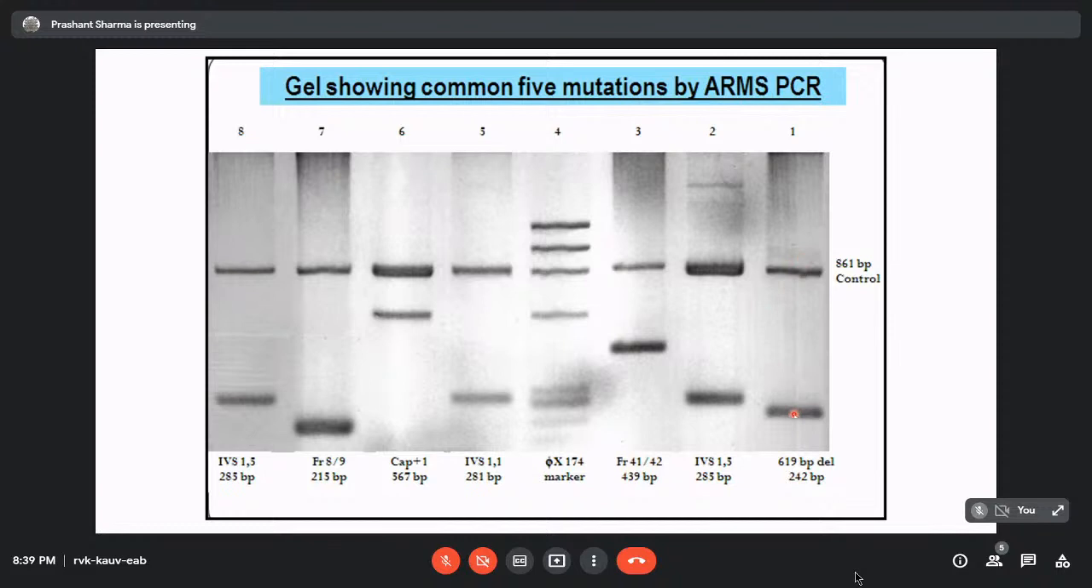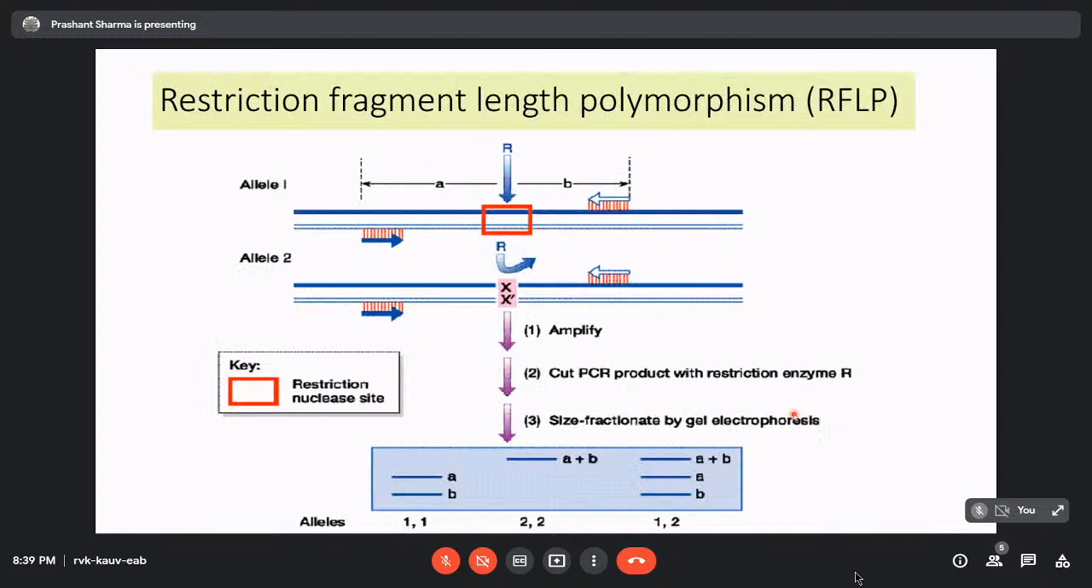I hope that's clear. And then we're really drawing towards the end now. This is an example of an RFLP, the restriction fragment length polymorphism. It's a universal technique. So suffice to say, we amplify a region, then we use a restriction enzyme to either cut or not cut the PCR product, depending on what is the motif that the restriction enzyme is recognizing. And then we simply run the fragments after digestion on a gel to see the sizes obtained.